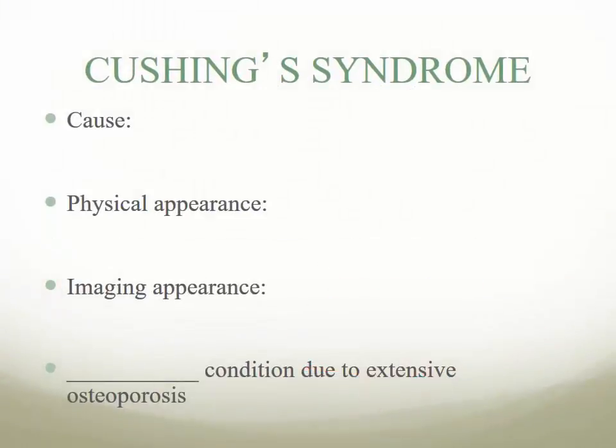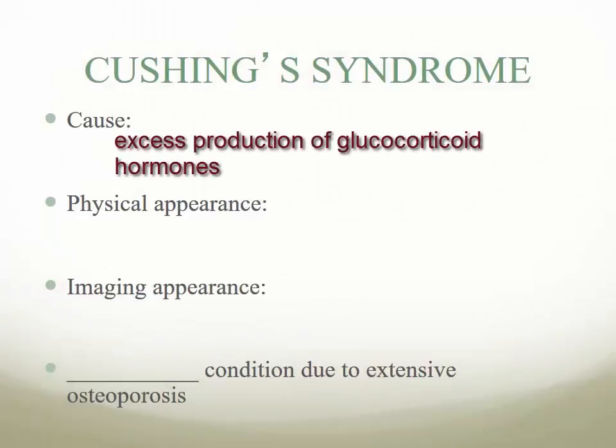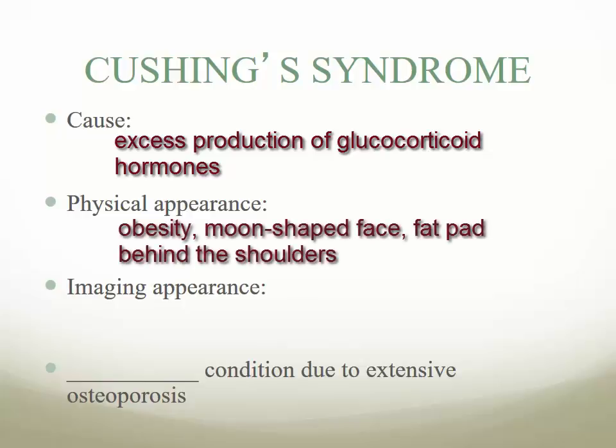Cushing's syndrome refers to the excess production of the glucocorticoid hormones that may be attributable to generalized bilateral hyperplasia of the adrenal cortex, or it may be a result of a functioning adrenal or even non-adrenal tumor. An example of a non-adrenal tumor would be a pituitary adenoma. It could also be the result of an exogenous administration of cortisone. The physical appearance in humans is obesity, moon-shaped face, and a fat pad behind the shoulders.